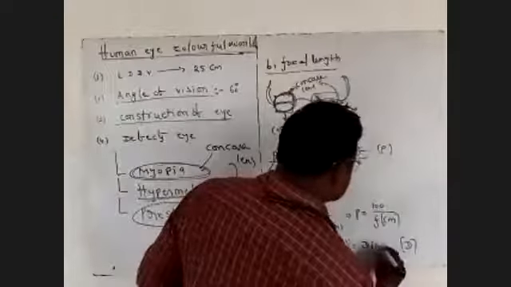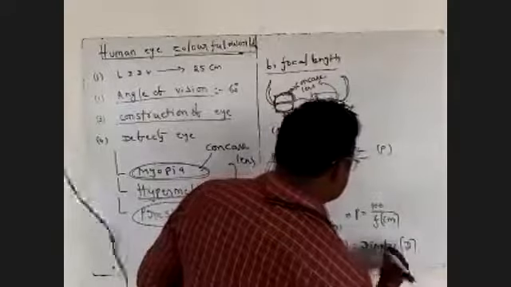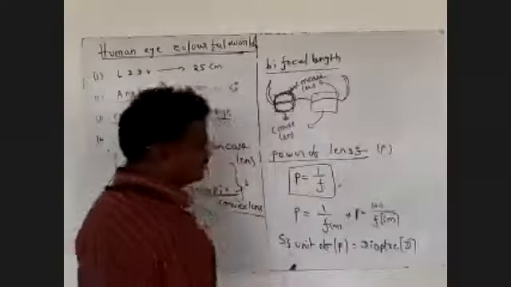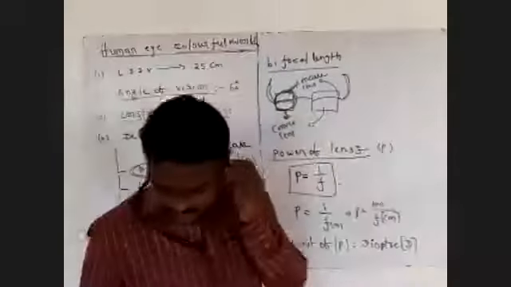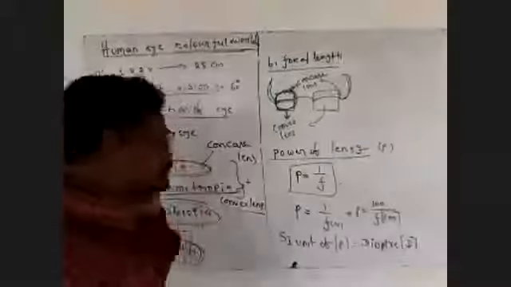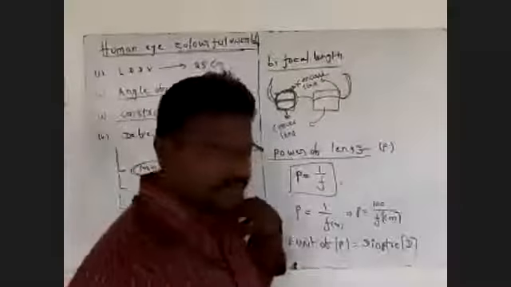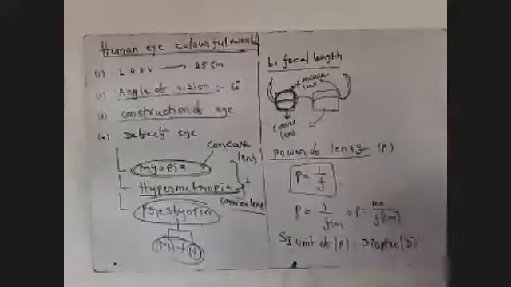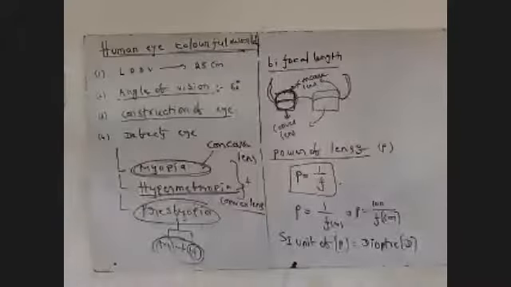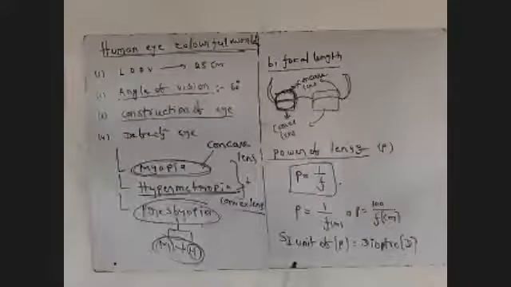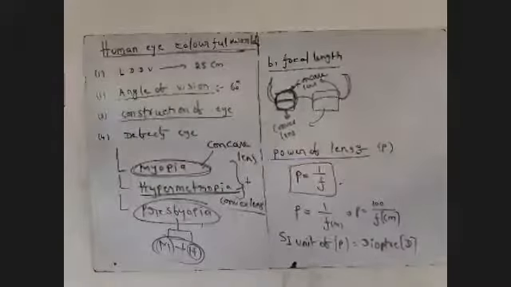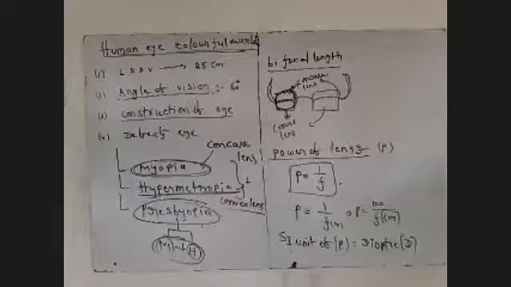This is a diopter. We can use a small d. That is the letter small d. This is denoted with a small d. This is the power of a lens.